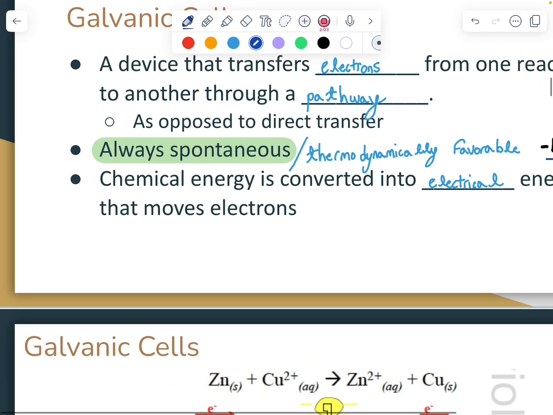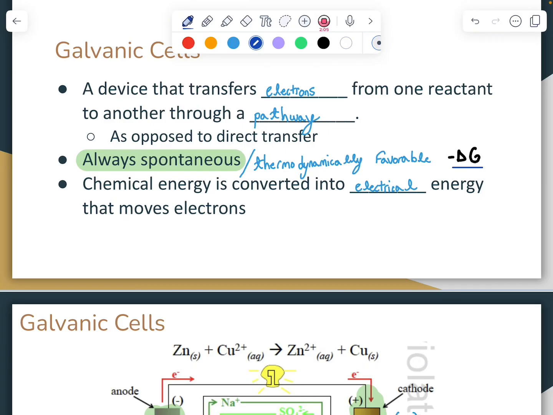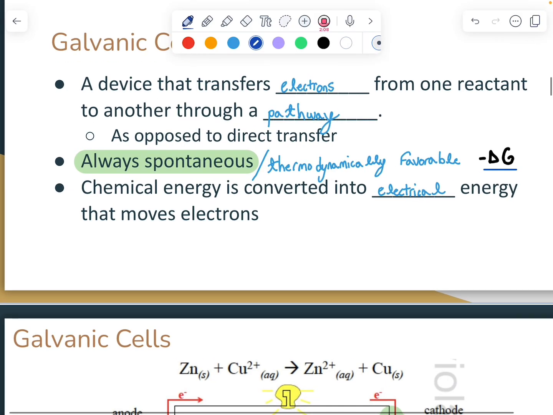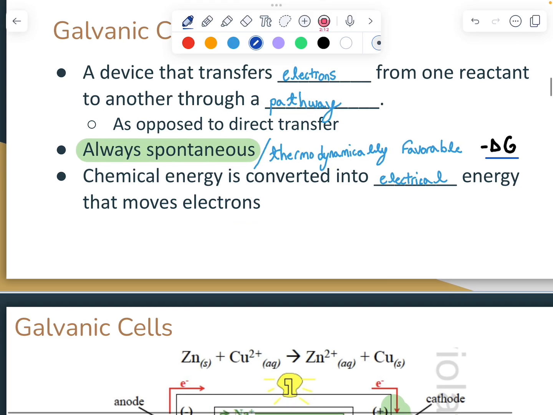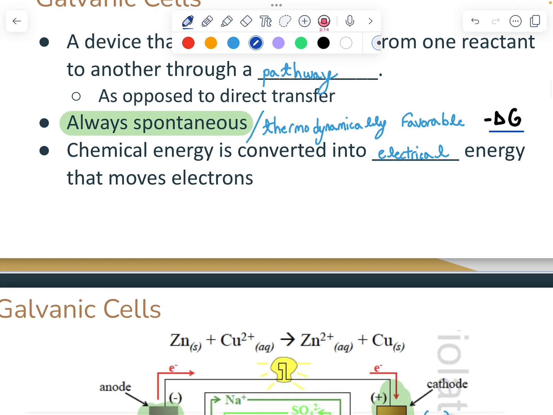Essentially, you don't have to put any energy into the system. They will just proceed automatically. And then chemical energy is converted into electrical energy that moves electrons. Remember, electricity is just the flow of electrons.